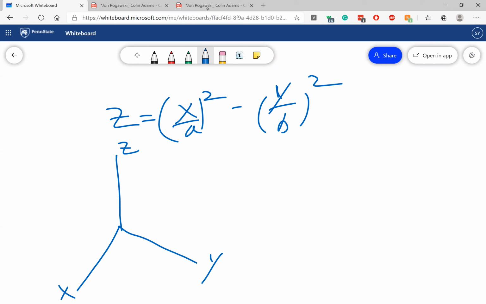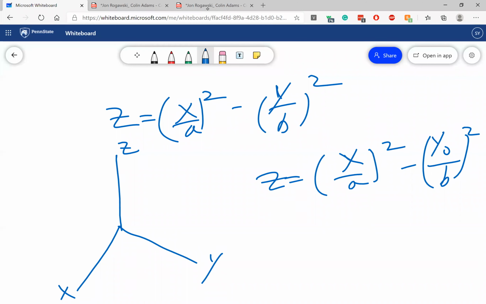So when my y is a constant, I have a parabola, right? So let's start with y is equal to 0, or in general, when we have z is equal to x squared over a squared minus y0 squared over b squared. Okay, these are parabolas with this interception. So as y gets bigger, the interception gets smaller. So we're going to have this parabola, and then this parabola, and maybe this parabola.